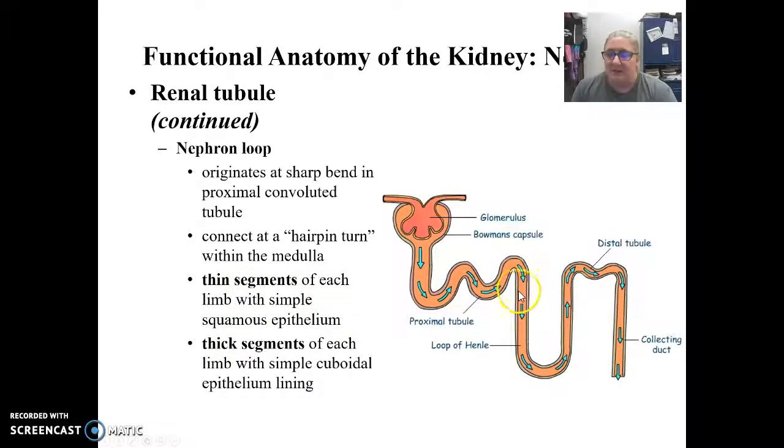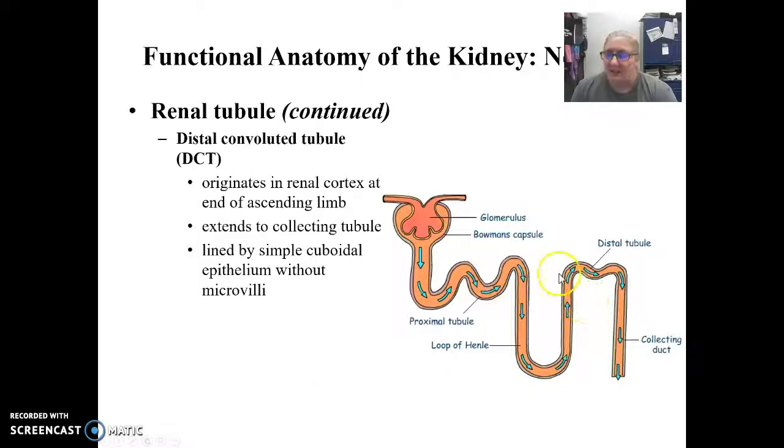Within the loops, there are regions where there's thin segments and there are regions where there's thick segments. So thin segments are going to be composed of simple squamous epithelium, and they'll be very good for diffusion of materials. Whereas thick segments are going to be composed of simple cuboidal epithelium. They're also going to allow for certain things to pass through, but they'll keep other things from passing through. And so this is where a lot of reabsorption of water and salts occurs. And then we move to the distal convoluted tubule.